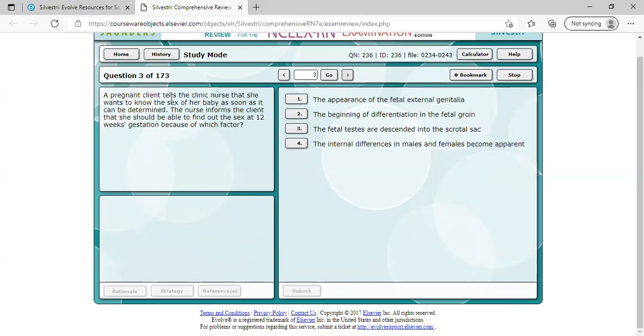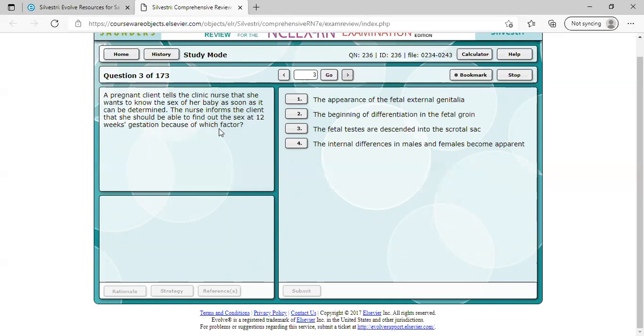A pregnant client tells the nurse that she wants to know the sex of her baby as soon as it can be determined. Many parents are curious about the sex of the baby. Like these parents, the nurse informed the client that she should be able to find out the sex at 12 weeks of gestation because of what factor, right?